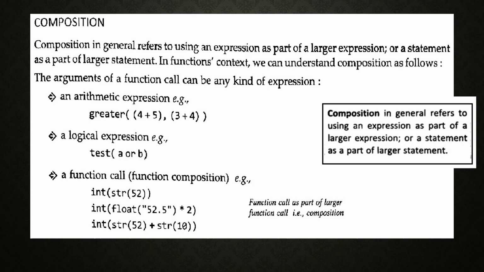Next one, a logical expression example is given: test A or B. That indicates test A is a part of A or B. That means the result is the same. If A is 1, then automatically it will be true. Between A and B, if any one of these two variables is true, then automatically that particular condition or test condition is true.